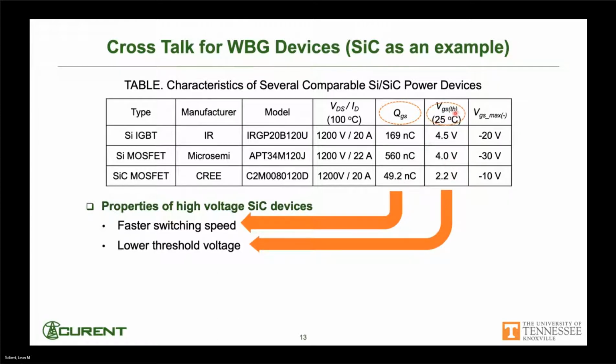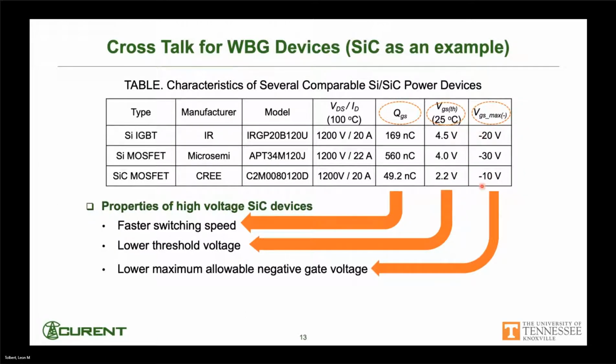If we look at the gate source threshold voltages, you can see the silicon devices are about 4 volts. Again, silicon carbide here is pretty low, about 2 volts. So that lower threshold voltage means it again turns on more quickly, but also means it's more susceptible to noise and being turned on inadvertently.